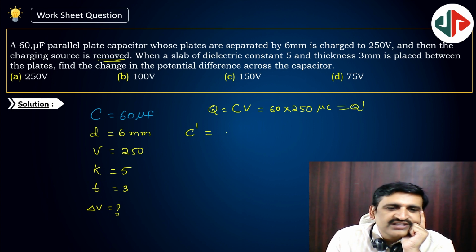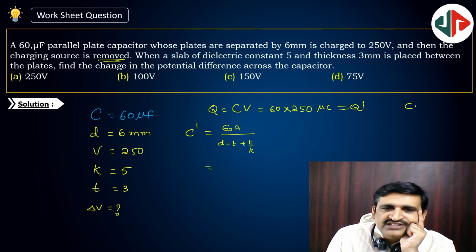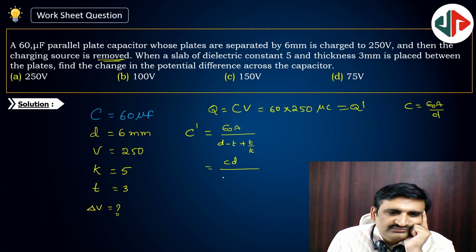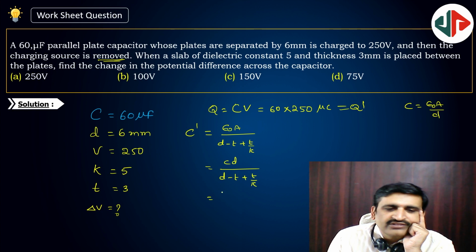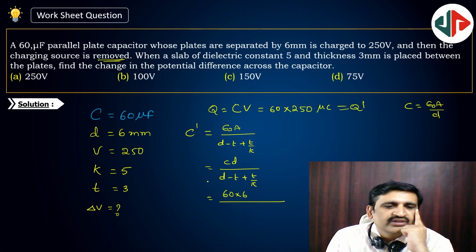New capacity is equal to epsilon naught A by D minus T plus T by K. Of course, we have C is equal to epsilon naught A by D. So C D I can write as epsilon naught A, and the new capacity is C D by D minus T plus T by K. Now C value 60, D value 6 in mm. So in the denominator also I will take everything in mm only. D value 6, T value 3 plus 3 by K value 5.